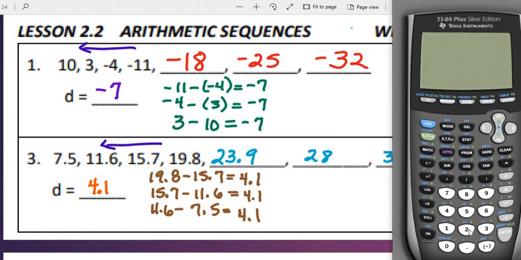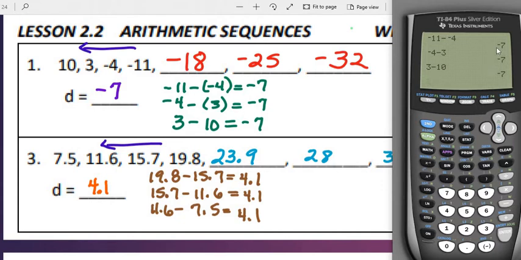I've already written this out for you, but we're going to go with negative 11 minus negative 4, and you see that it comes up as negative 7. Then you're going to say negative 4 minus 3, and you'll come up with a negative 7, and then 3 minus 10 right here. And you see that we have a common difference of negative 7. It didn't take but a few seconds to come up with this common difference using a calculator. So I'm going to start at the back and go backwards to come up with my common difference.